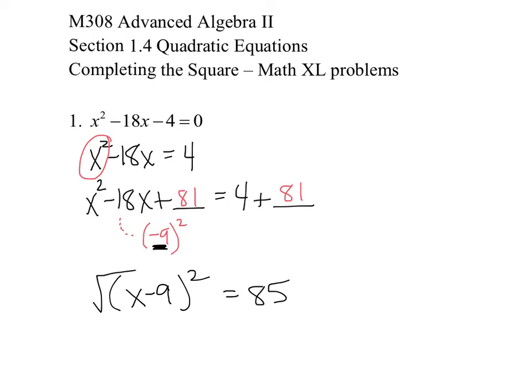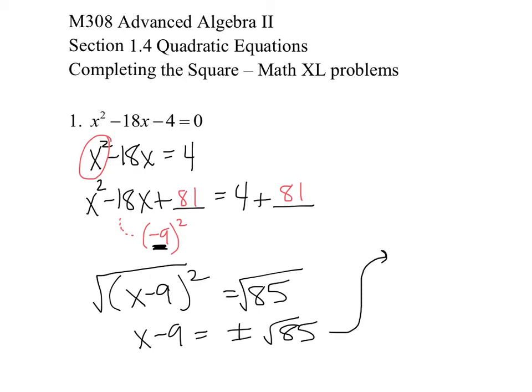So you're going to square root both sides. And be very careful not to forget your plus or minus. Plus or minus radical 85. Quick check to make sure that radical 85 doesn't break down, because you would need to break down that radical if it did. But in this example it does not. So our final answer, the way you're going to write it, you just have to add 9 to both sides. So we have positive 9 plus or minus radical 85.